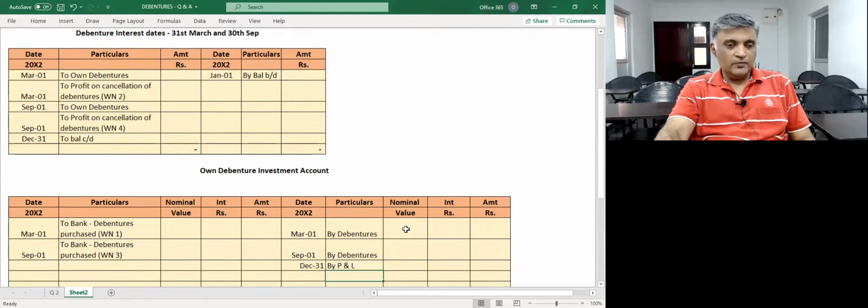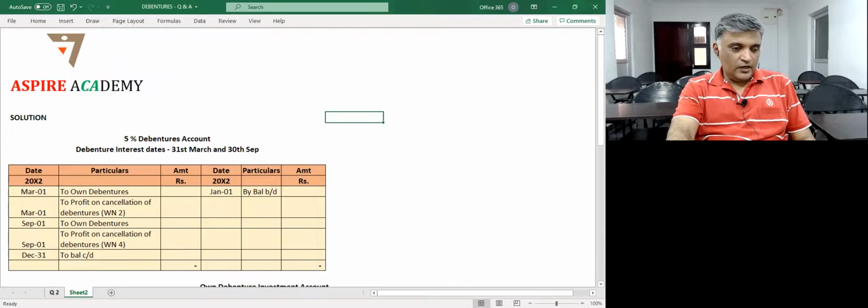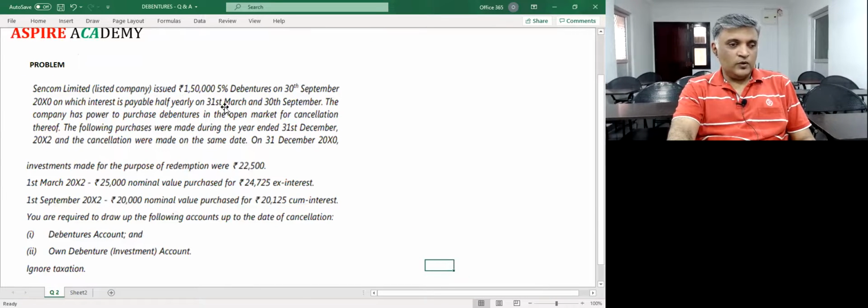I have removed all the numbers. I will do the computation and show you. Now, where do we start? We actually start with 1,50,000. Sencom Limited issued rupees 1,50,000 5% debentures on 30th September X0, right?